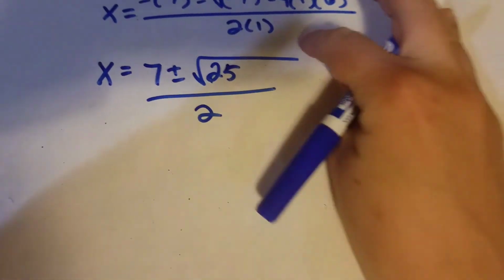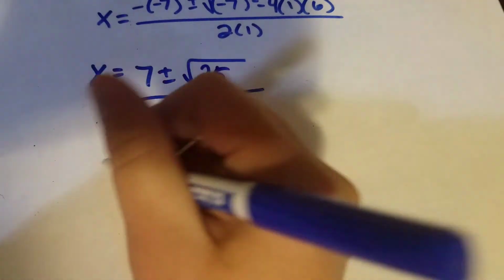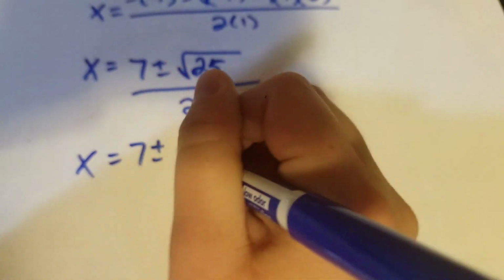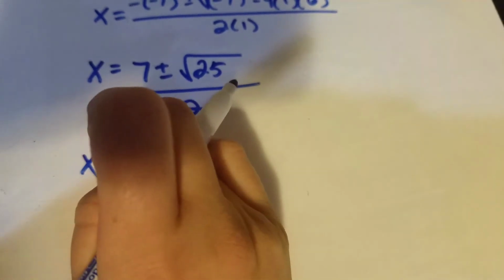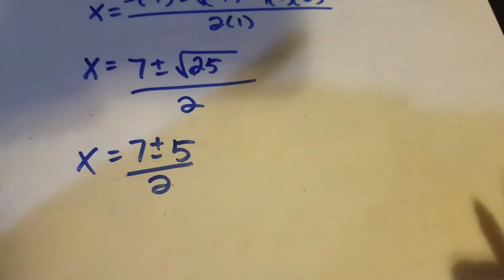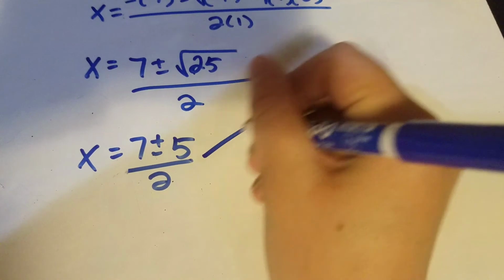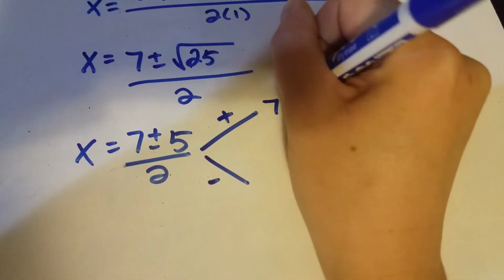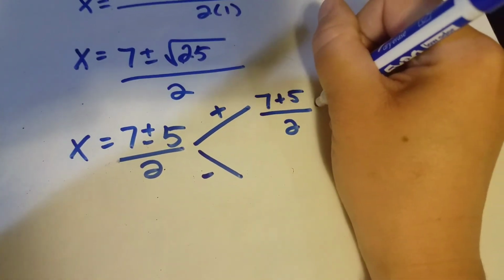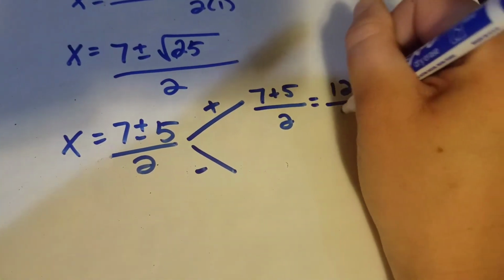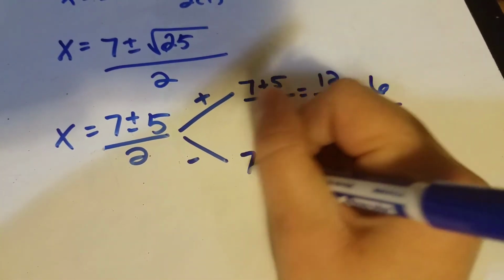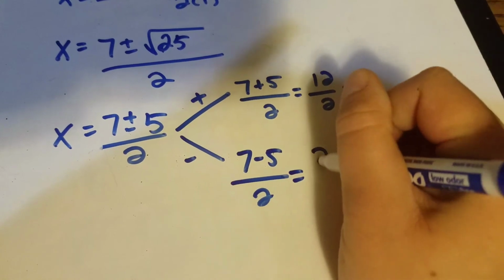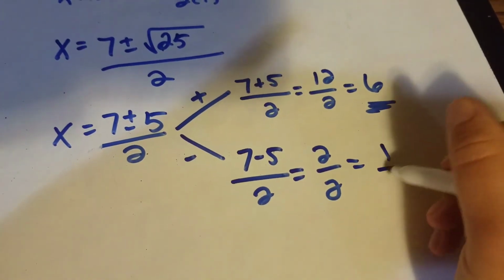Okay, do we know the square root of 25? Yes, we do. The square root of 25 is in fact 5. Okay, so now we have 7 plus or minus 5 over 2. Since 7 and 5 are like terms, we have to go further and we have to do the plus and the minus. So we have to do 7 plus 5 over 2, which will give us 12 over 2, which gives us 6 as one of our answers. And then 7 minus 5 over 2, which gives us 2 over 2, which is 1 for the other answer.